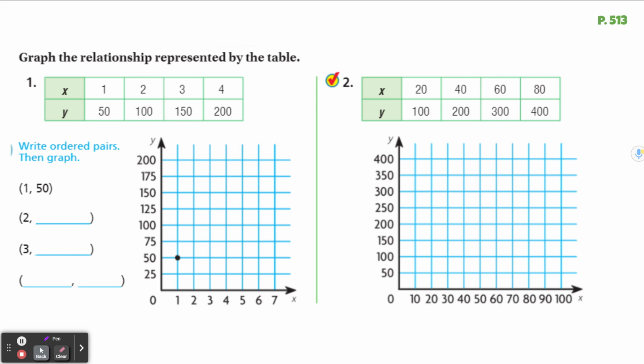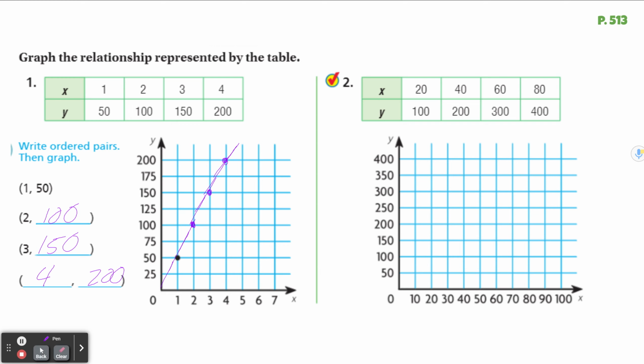All right, take a second and see if you can graph questions 1 and 2. All right, so our first one, we have 1, 50, 2, 100, 3, 150, and 4, 200. And so I'm going to go 1, 50 and then 2, 100. My dot's a little thicker. 3, 150, over to 4, up to 200. And again, they should make a nice line all the way through.